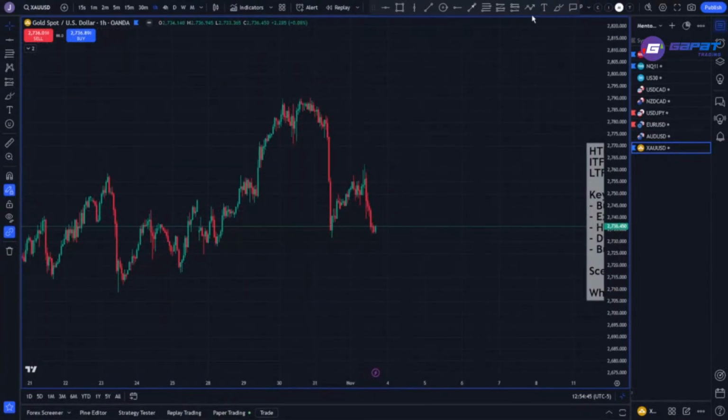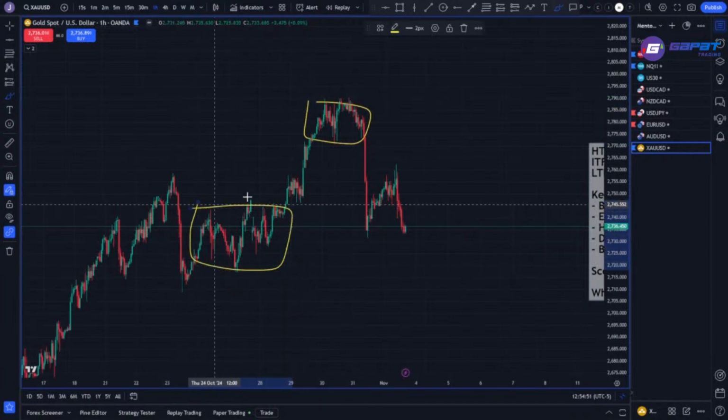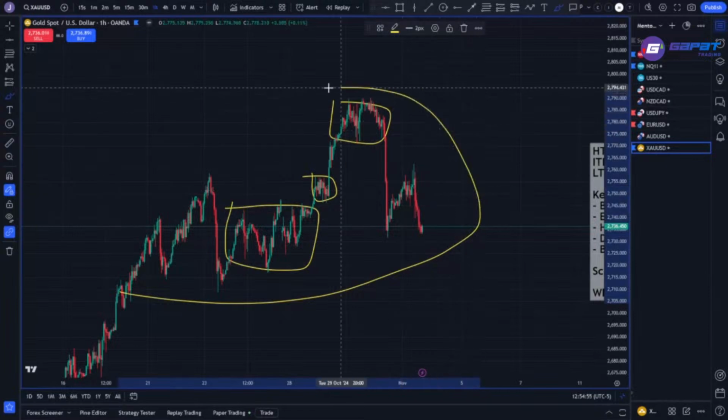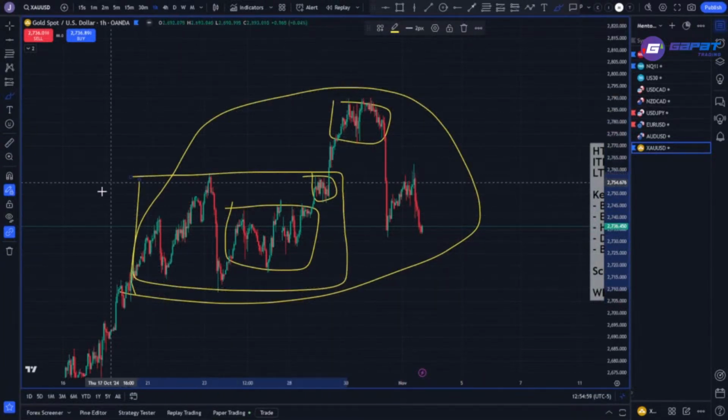So let's draw out our more recent ranges. We have this one here. We have a smaller one here, another smaller one here, and then we have like this bigger one right there, and then we have another bigger one like this.